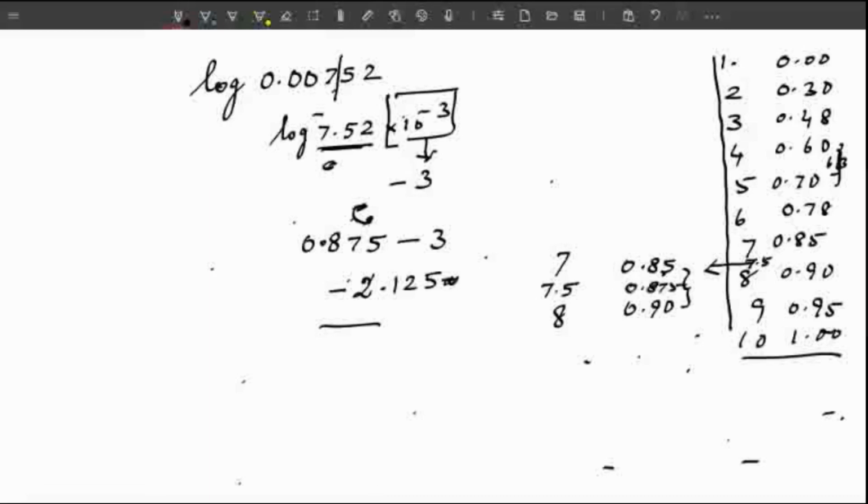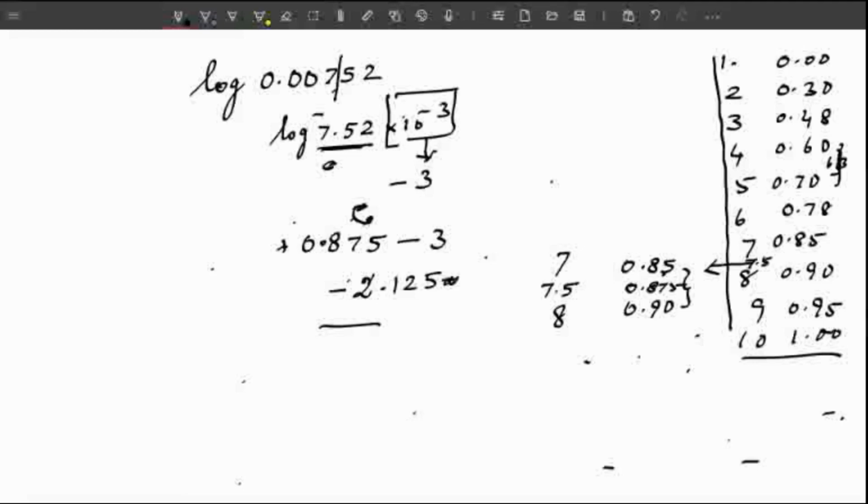But the actual value should be slightly higher than 0.875. Say it may be 0.878 or 0.876, etc. But I have put 0.875. It's a positive value. And here this is a negative value. Now, sum up these two, you will get minus 2.125. What's the correct value of the logarithm of that number?